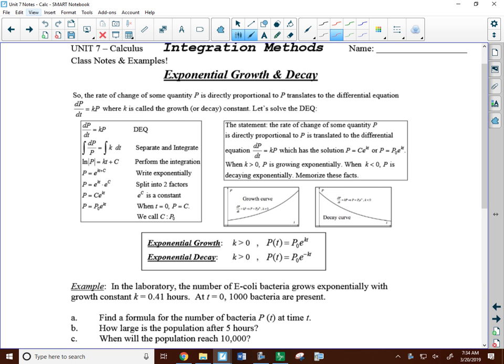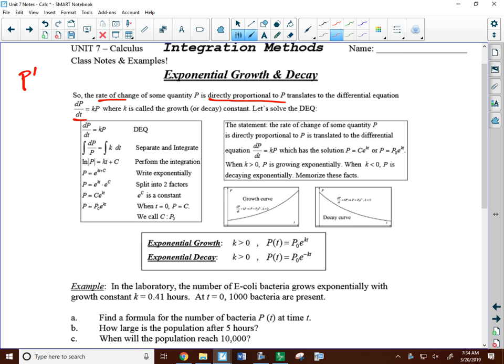So, exponential growth and decay. How we start is we say the rate of change. That's where this calculus comes from. The rate of change of a quantity p, so that's p prime, or we're going to write it as dp/dt, the rate of change of p with respect to time.